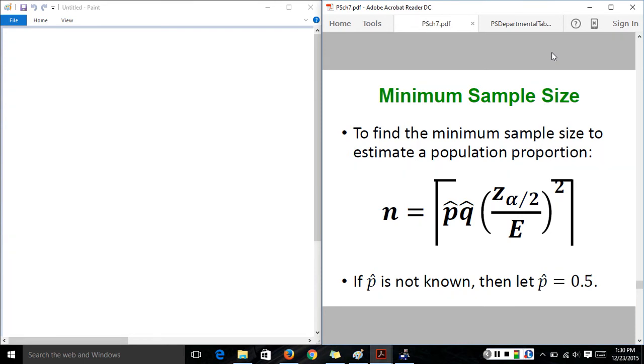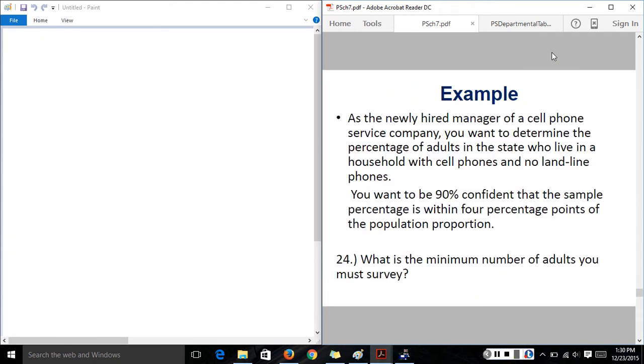All right, if p hat is not known, then we let p hat be 50% or 0.5. That results in q hat being 50% or 0.5 as well, since q hat is 1 minus p hat.